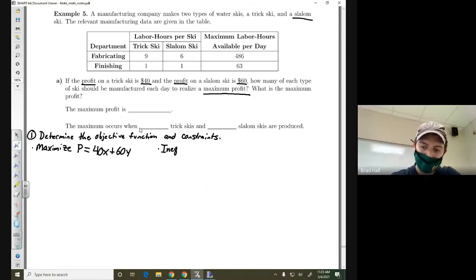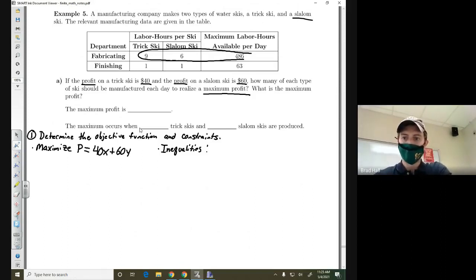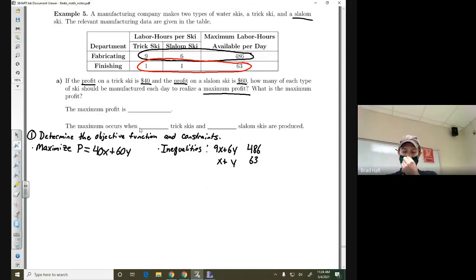Now we need the inequalities as well. And so that comes from the table. So I'm going to read each row one at a time. 9x plus 6y, it's something about 486. And then the next row, x plus y, and something to do with 63. Now the only question is, which inequality symbol do we use?